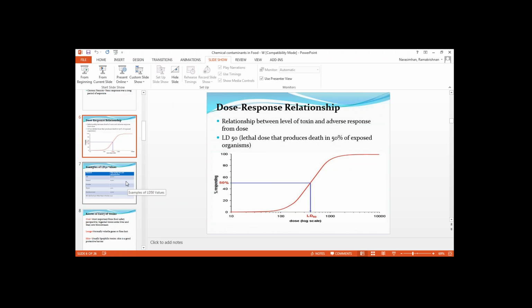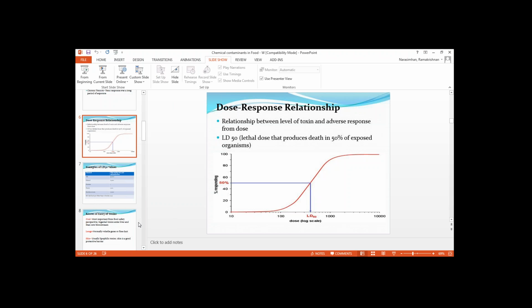An example of acute toxicity is accidental poisoning of human beings by ingestion of insecticide. And an example for chronic toxicity is slow poisoning of human beings by ingestion of, say, arsenic. Okay, you are all familiar with that.